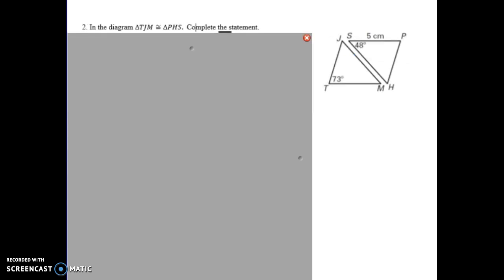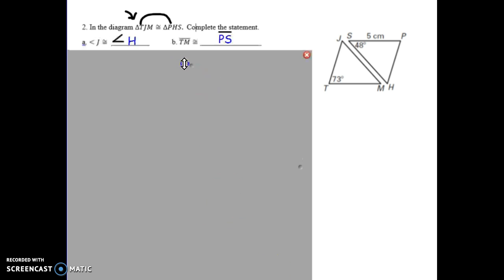So here it tells me that in the diagram, triangle TJM is congruent to triangle PHS. Complete the statement. Now, I honestly don't even need a picture to do this because you can look and see that since I've got T listed first, as well as P. Okay, so anything that you're going to do, I line up with the statement that's listed here, and you never get it wrong. You can use the picture. I don't think you need it.